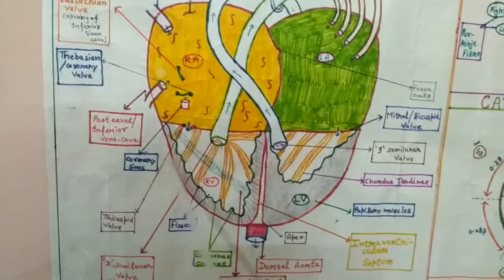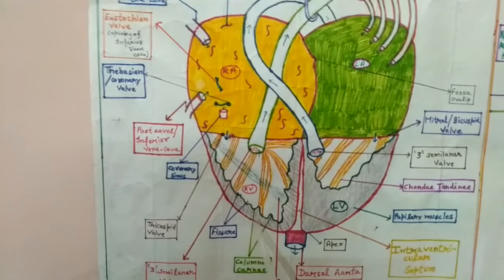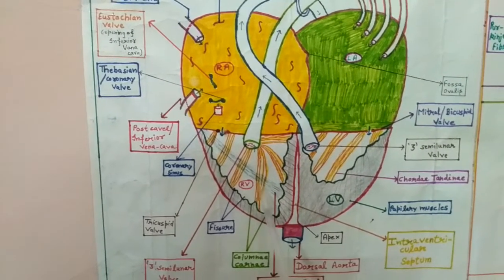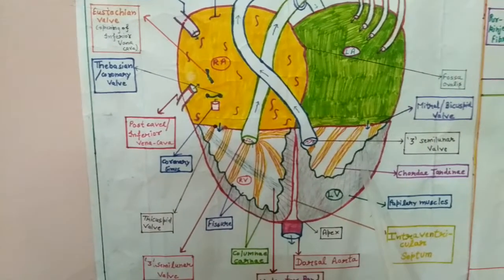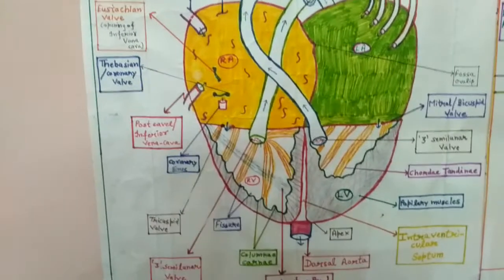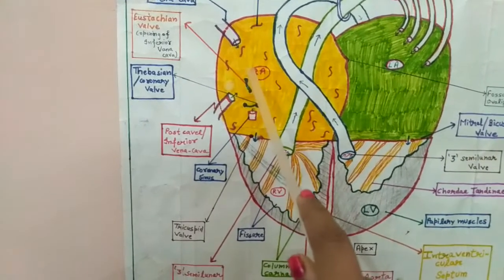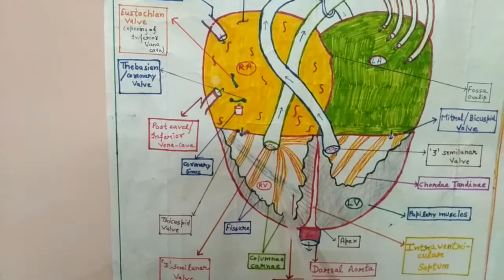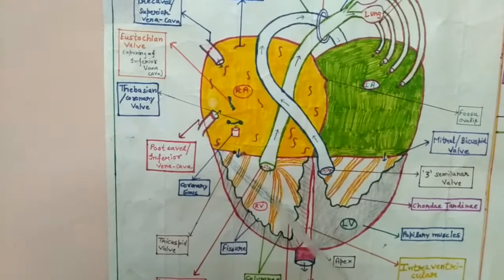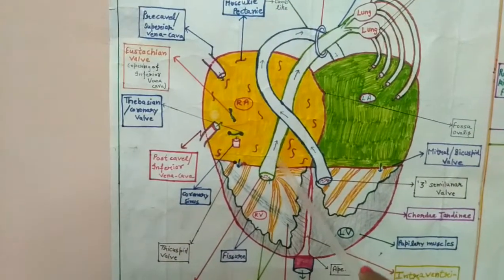Friends, now here you can see some papillary muscles. You can see that the thickness of the papillary muscles in the right ventricle is less as compared to the left ventricle. Why does this condition occur? As we have come to know, blood comes from the right atrium toward the right ventricle. Now this blood has to be pumped inside this tube. This tube is known as the pulmonary aorta.